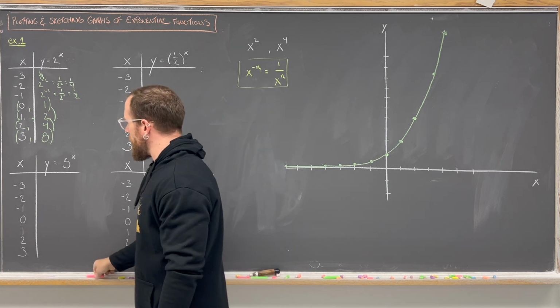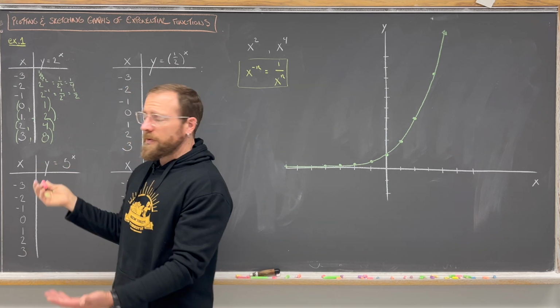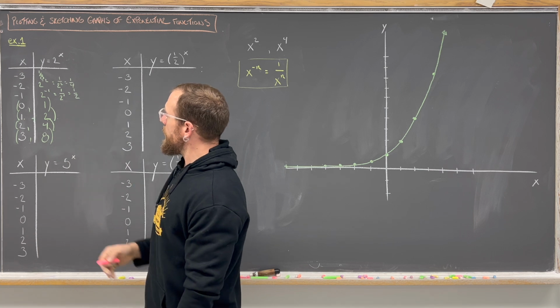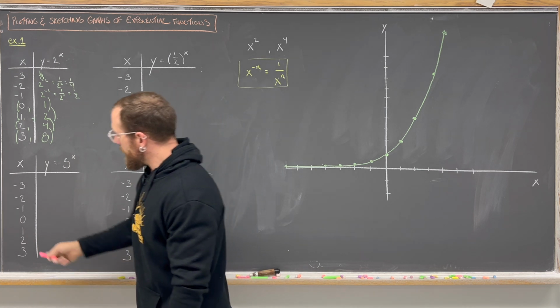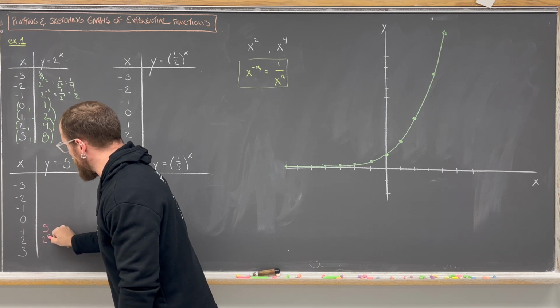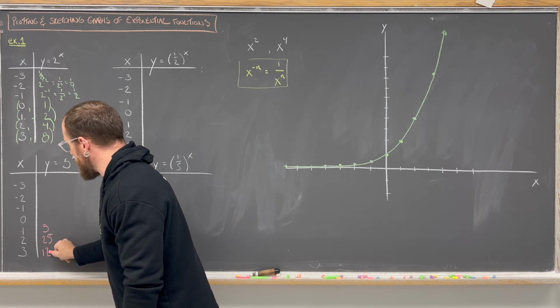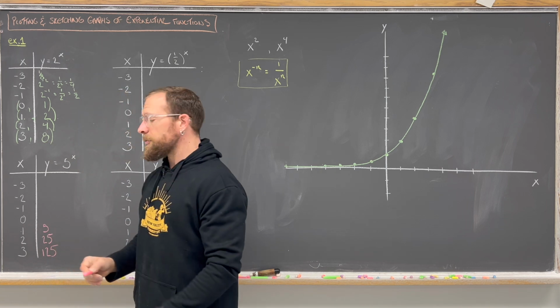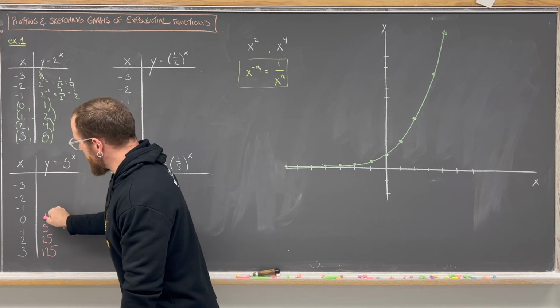Here we've got y equals 5 to the x. Now we can do this one a little bit quicker because we did this one very carefully. 5 to the first power, that would be 5. 5 squared, that would be 25. And 5 cubed would be 125. Okay, those are pretty simple. 5 to the 0, well, we know that that's 1.